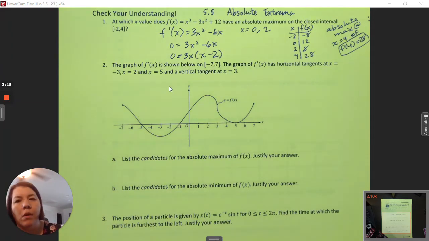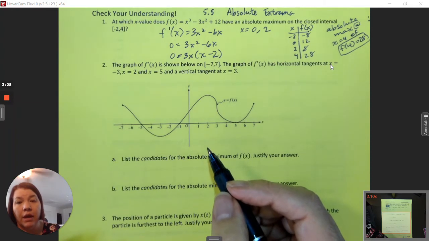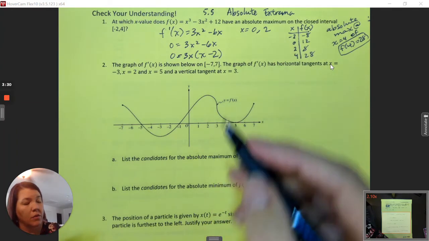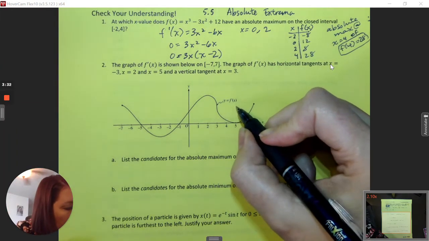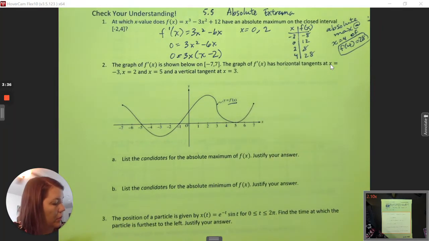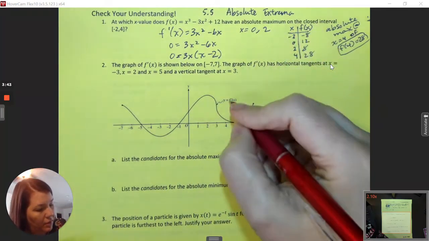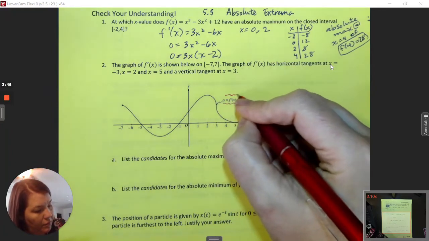Number 2. The graph of f prime is shown below. The graph of f prime has horizontal tangents at x equals -3, x equals 2, and x equals 5, and a vertical tangent at x equals 3. So this is a graph of f prime. Very important to notice what is being graphed. So this is f prime.